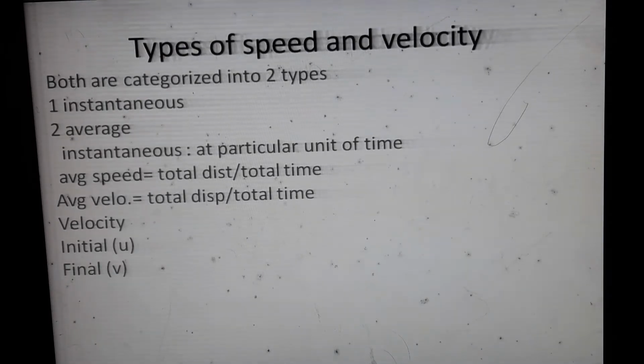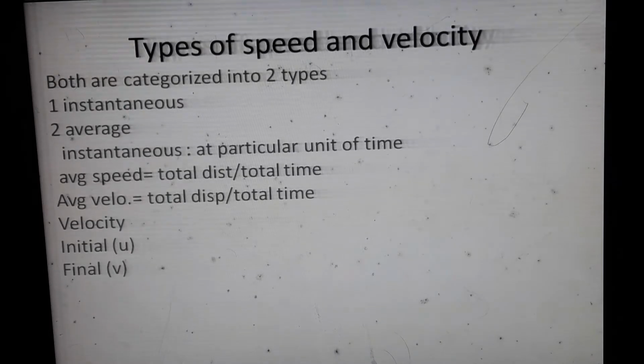So now what do you mean by that? The overall average means that I made a journey of 30 kilometers within 1 hour. Is it possible that for every second the speed is a constant 30? No, it is going to vary. But generally what we calculate is the average speed.